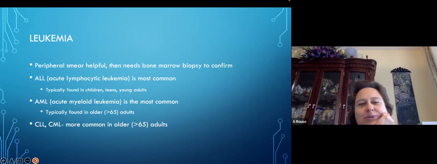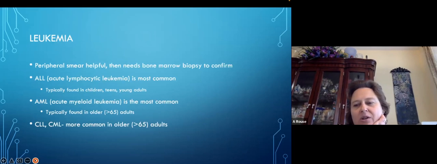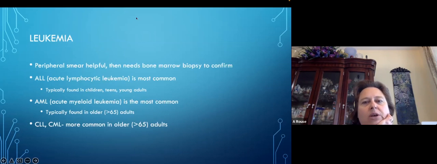Yep. So peripheral smear is going to be helpful. So you can have that done while you're waiting for the hemonc to see. And they usually like to go look at their own smears too, not just rely on how the lab reads it. And she'll likely need a bone marrow biopsy to confirm her diagnosis. So here's the breakdown. So acute leukemia is going to be your most common in your children, your teens, your young adults, which is where this patient falls. AML and your chronic leukemias are going to be the ones that are primarily your older patient population.